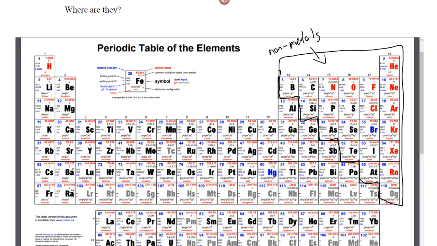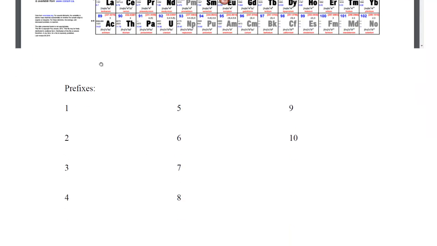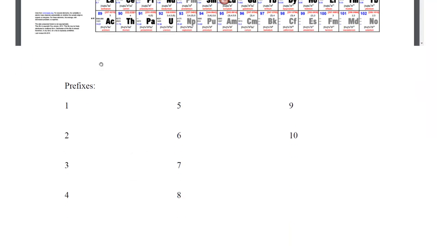Okay. Now, the thing about these compounds is that there's so many of them that we have to use prefixes. The prefixes tell how many of each element is present. Okay, so you'll need to know these.